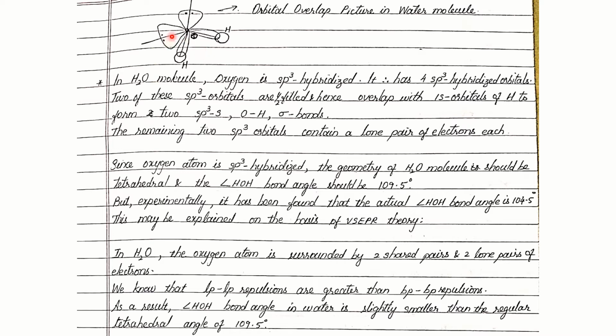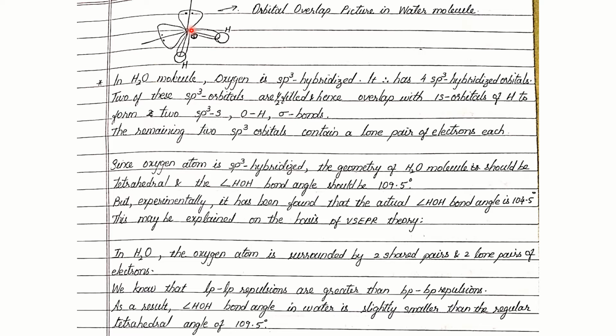The remaining two sp3 hybrid orbitals don't take part in bonding, so they remain as lone pairs of electrons. Since oxygen atom is sp3 hybridized, the geometry of water molecule is expected to be tetrahedral. We know for a tetrahedral molecule, the bond angle should be 109.5 degree.